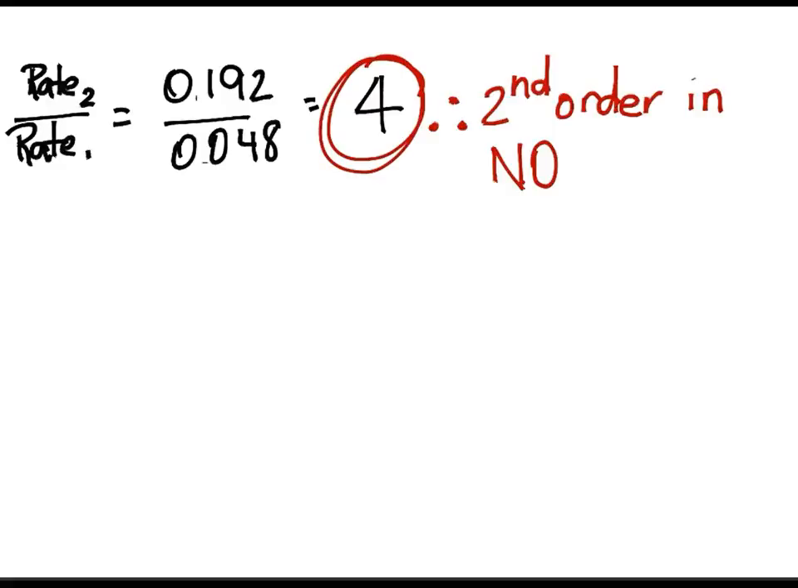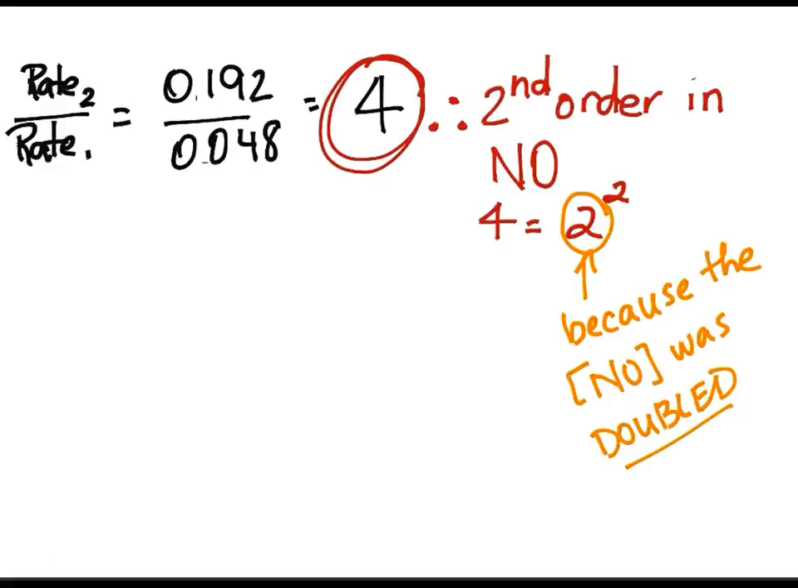4 means that this is second order in nitric oxide. And the reason that's true is because we doubled the concentration of NO, and 2 squared is a 4. So second order is this exponent up here. That's why it's called second order. It's because whatever we do to the concentration, the effect it has on the rate is whatever that change is squared. So it's an exponential relationship.